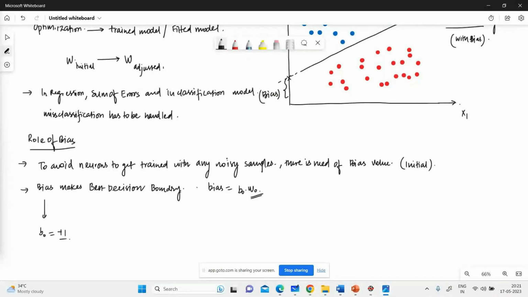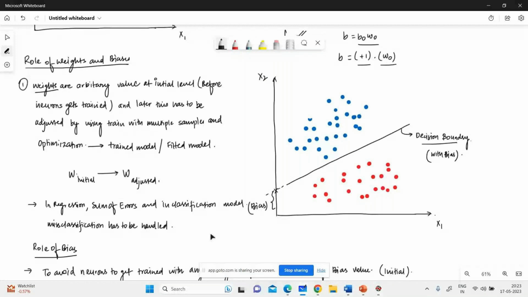And also bias makes your best decision boundary. As you can see, with the presence of bias, you can have a best fitted model as well. So that's the logic of the addition of biases in your concept of perceptron. Bias is the initial value. Initial value can be anywhere. If my equation is here, then the initial value will be here. If my line is like this, where will the initial value be? This will be the initial value.